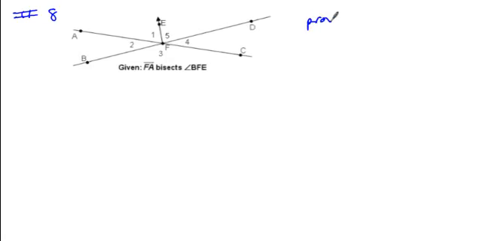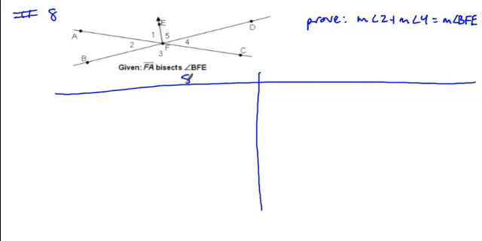In problem 8, I am asked to prove that angle 2 plus angle 4 is equal to angle BFE. And so I'll start with my given statement, which is once again FA bisects angle BFE. And now I want to start to introduce that angle 2 plus 4 is equal to BFE.